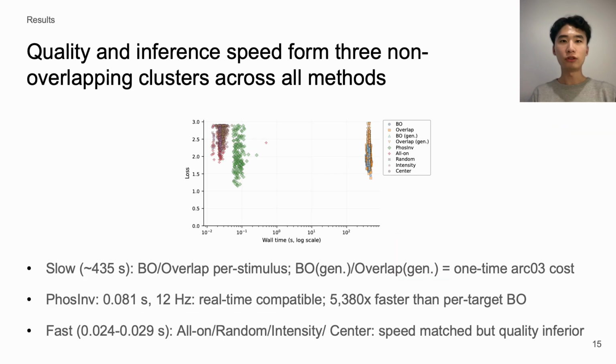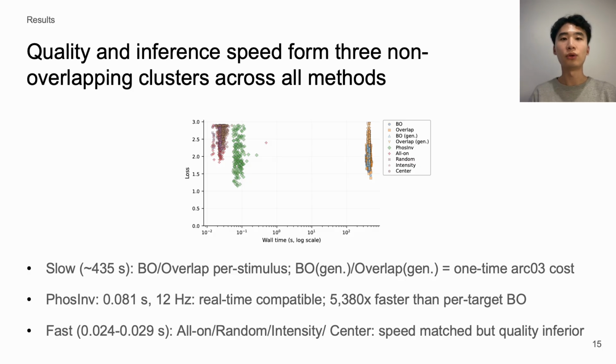If we plot reconstruction quality against inference time, three non-overlapping clusters appear. The slow cluster, around 435 seconds, is the per-stimulus search method. The frozen reference baseline sits at the same time, but that's a one-time upfront cost, not a per-stimulus burden. The fast cluster, around 0.025 seconds, is the simple baselines. They match speed, but their quality is clearly inferior.